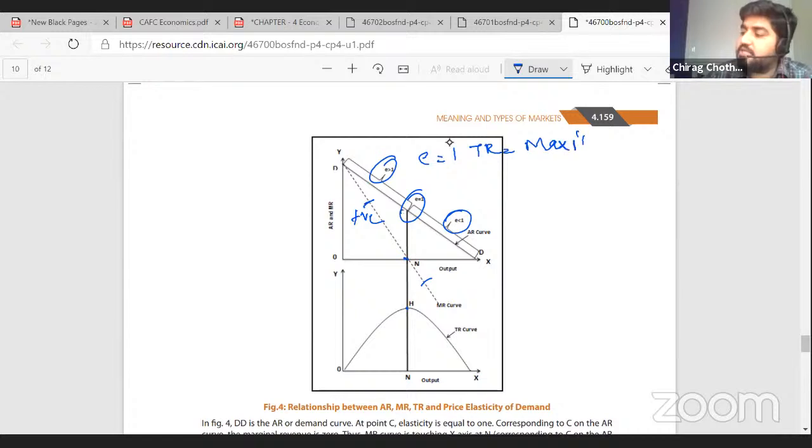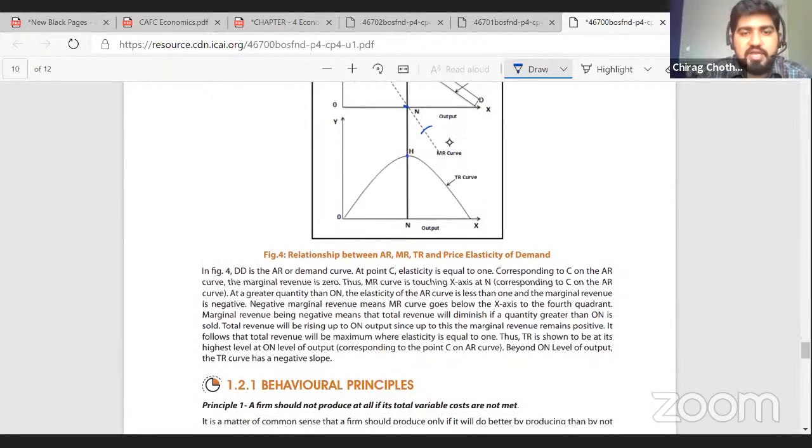Please remember one additional point. When elasticity is greater than 1, TR will be increasing. When elasticity is less than 1, your TR will be decreasing. These are the points you can make a note of as well.